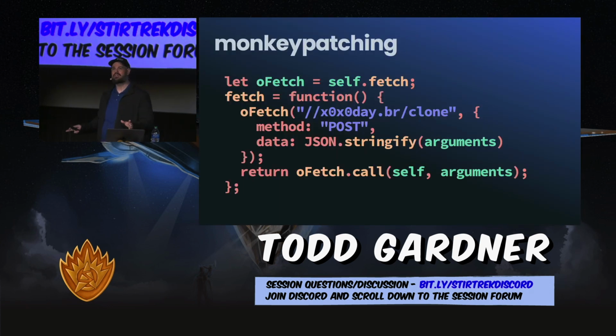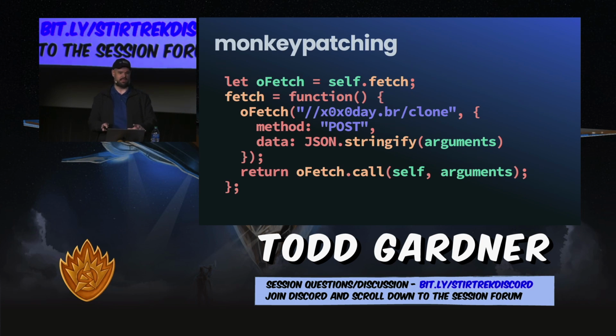How many of you here are JavaScript developers? Cool, yes. How many of you are security, pen testers, that sort of thing? Cool.